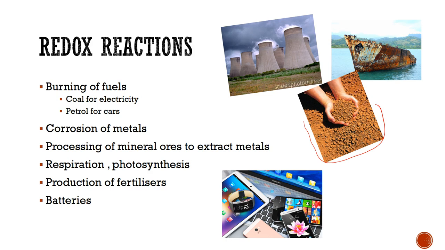Production of fertilizers: superphosphate fertilizers and nitrogen fertilizers are produced by redox reactions as well, which gives us the ability to grow much greater amounts of crops than we would be able to without fertilizers, which allows us to support a much larger population, which could be considered good or bad depending on where you sit on that debate.